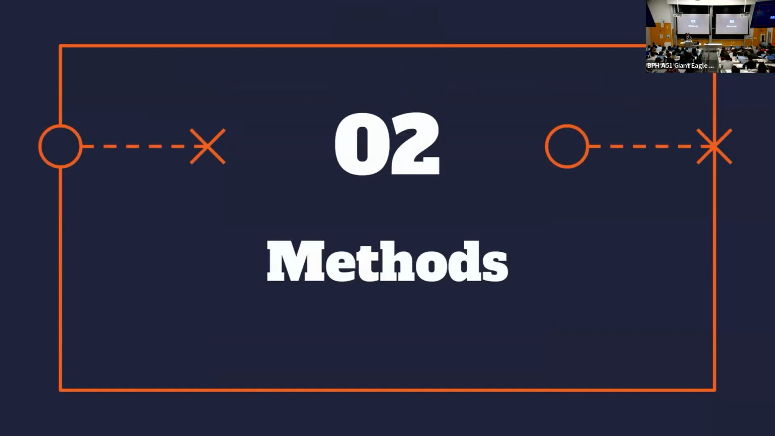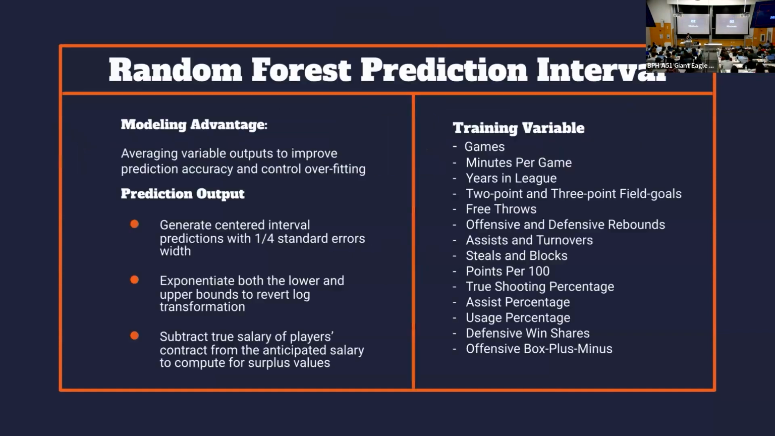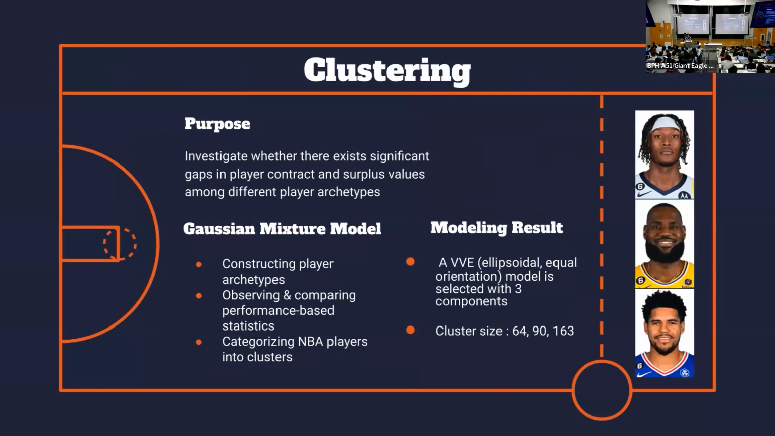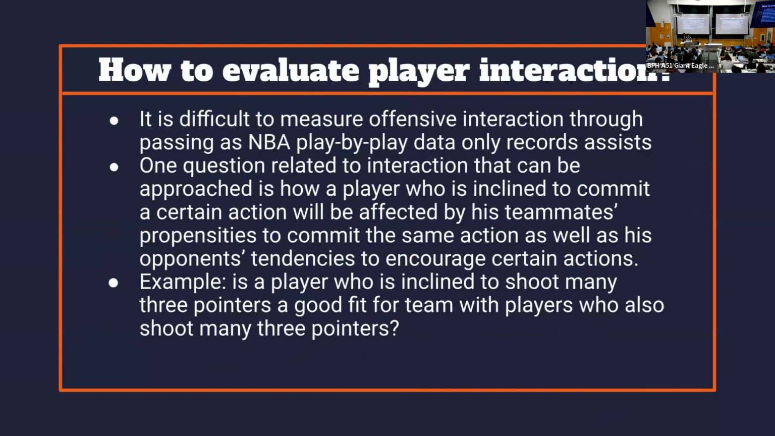I'll now introduce some of the statistical methods we used for modeling. The first is the random forest prediction interval. Rather than using traditional point estimates, we generate center interval predictions, and we subtract the true values of players' current contracts from the anticipated salary to compute the surplus value of each individual player. The second method is clustering, which serves the purpose of investigating whether there are significant gaps in player contract and surplus values among different player archetypes. By observing and comparing the performance-based statistics, we're able to categorize NBA players into three major clusters.